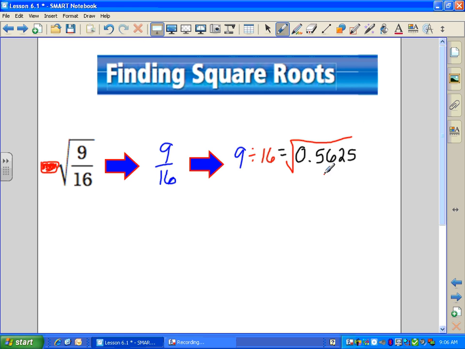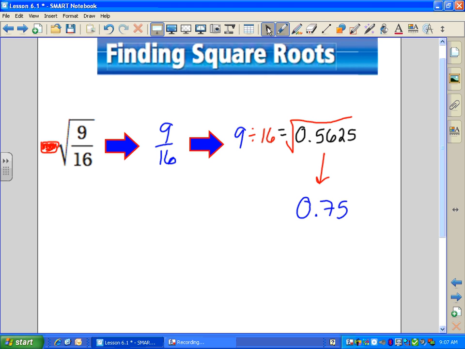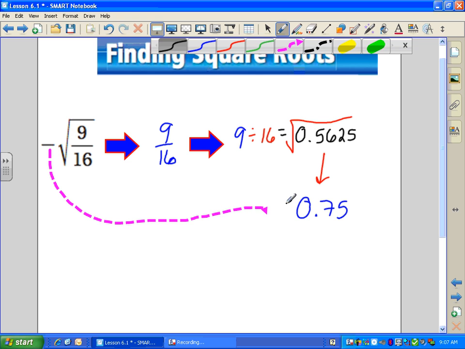When I do that, my calculator says 0.75. I said 0.5625 square root on my calculator, and I got 0.75. Even though I try to forget about the Cubs' losses, I can't do it. I'm going to take my negative sign and put it with my answer. Bada bing, bada boom. We say the square root of negative 9 over 16 is negative 0.75.